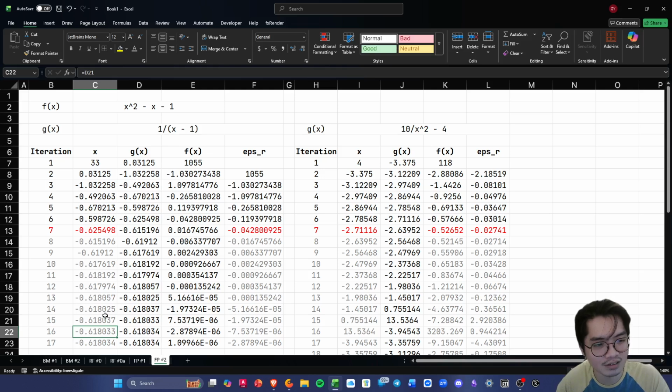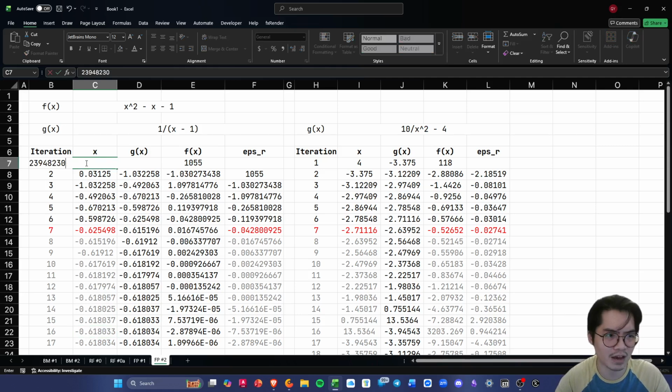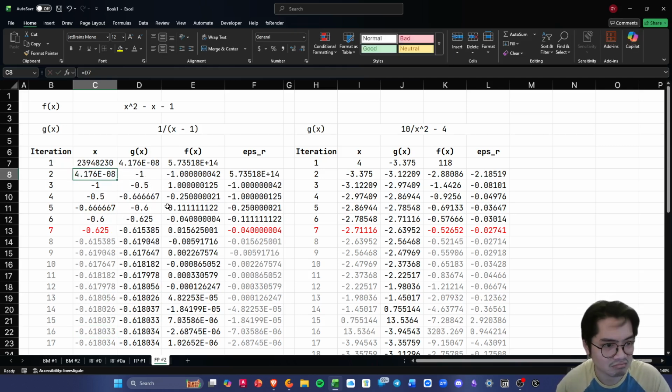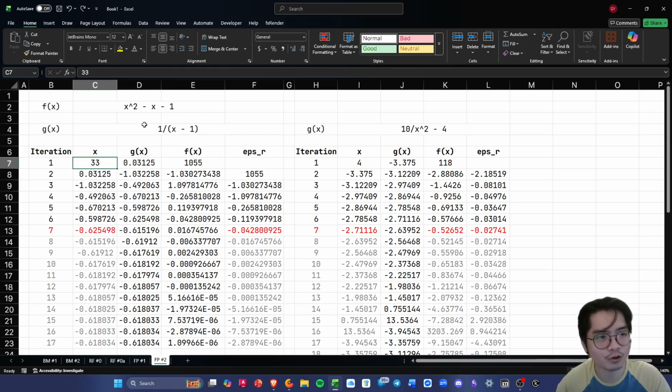The negative 0.618, even if we play around with the value. Yeah, it doesn't change it a lot. Okay, so yeah, you're going to see that.